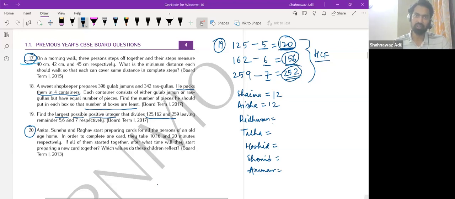Hashif got 12, and Shrev also got 12. Yes, I also got the same. You also got the same. Yes, so your answer is the same.